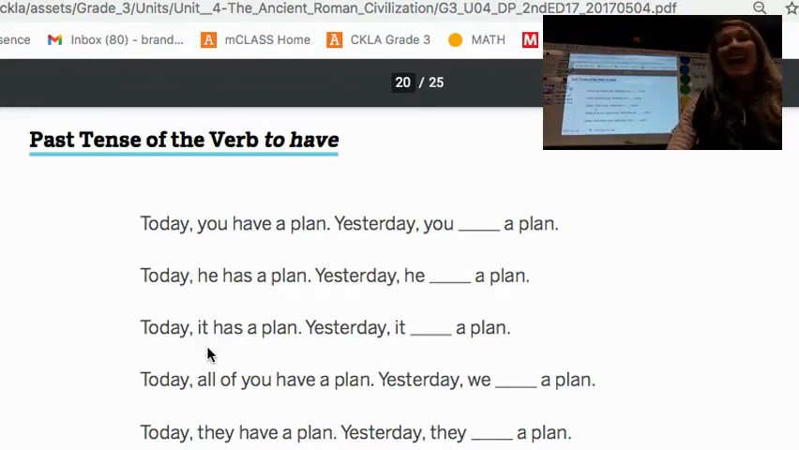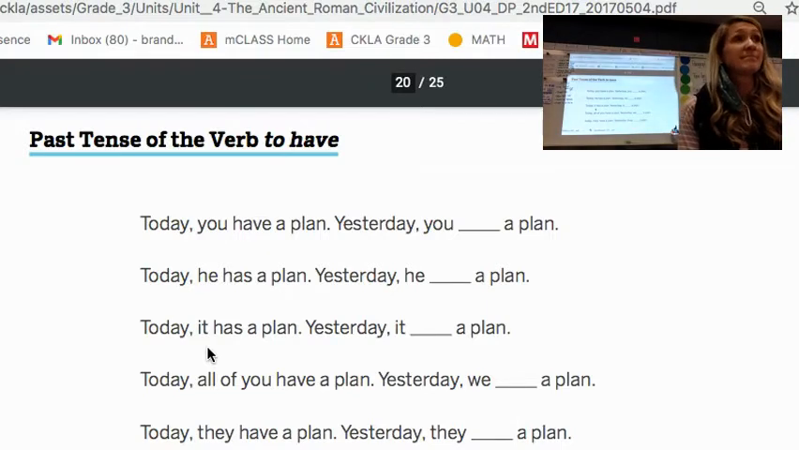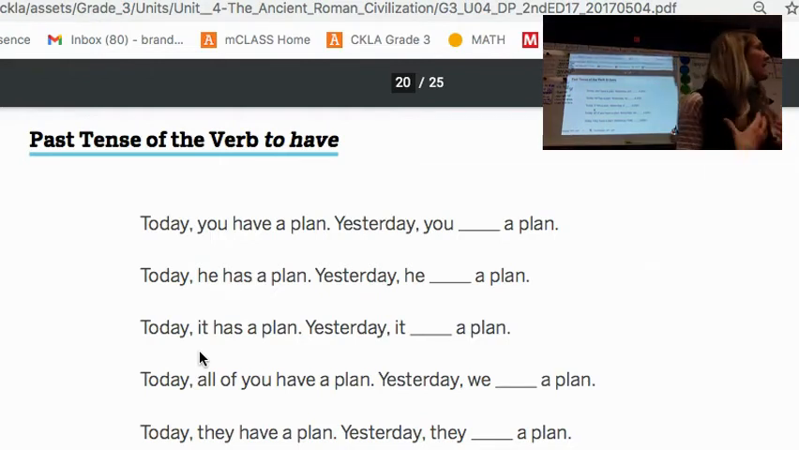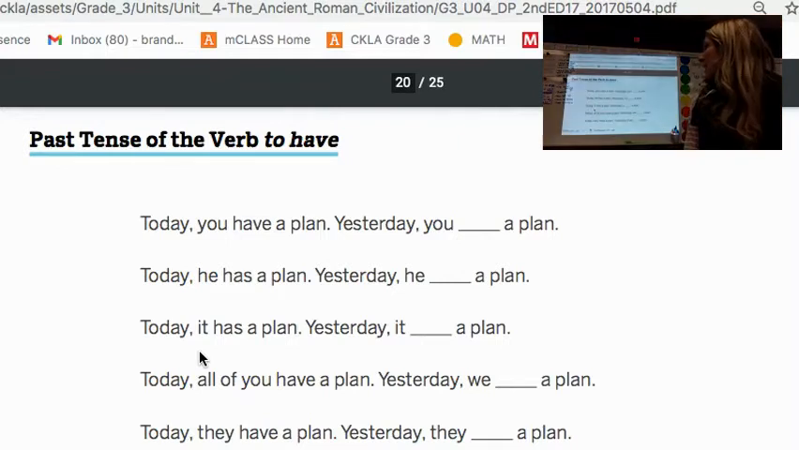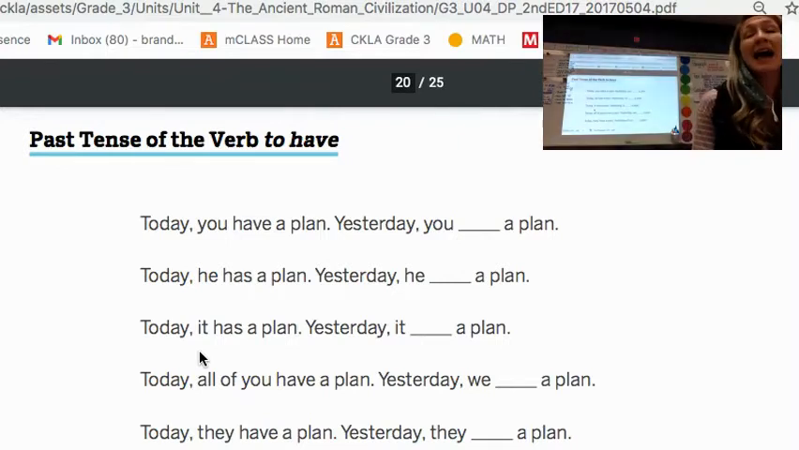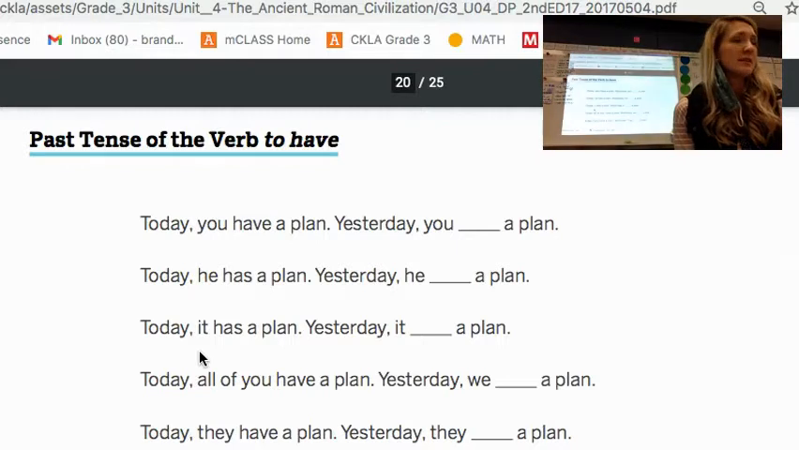Today, it has a plan. Yesterday, it had a plan. Now it still has the has part, so it's still showing ownership. When you have something, it shows ownership, so it can't be was. Yesterday, it had a plan. We're saying it. I know what the it is, right?